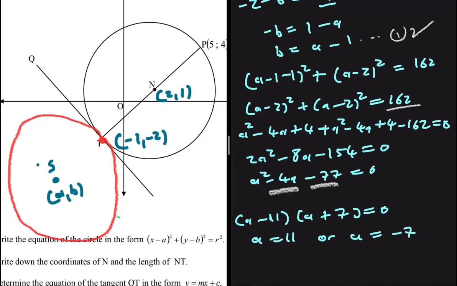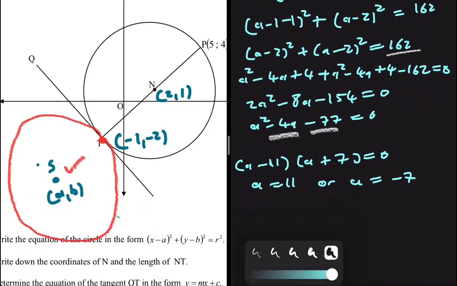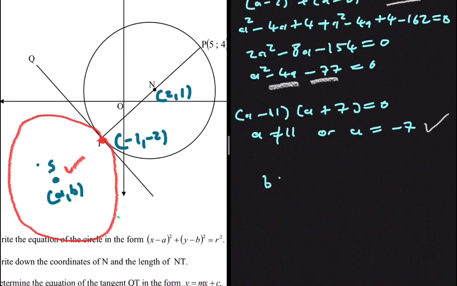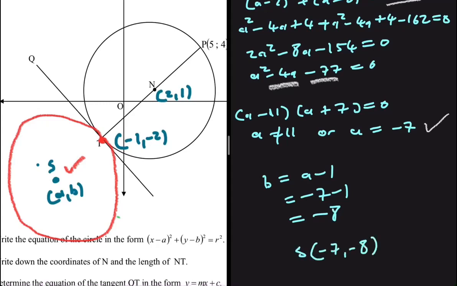So we need to pick a value that makes sense. You can see that s is in the third quadrant, so the value must be negative. So a cannot be equals to 11, it is equals to minus 7. And now we have a. We can find b, because b is equals to a minus 1. So that is minus 7 minus 1, which is minus 8. So the coordinates of s is actually minus 7 and minus 8.